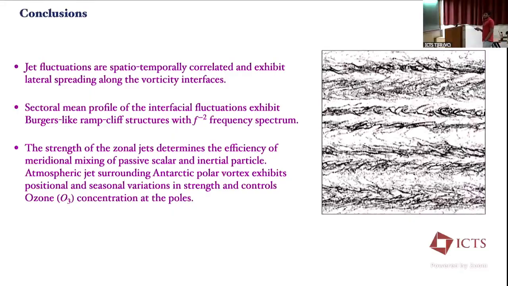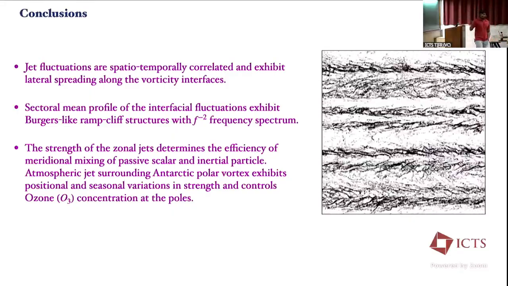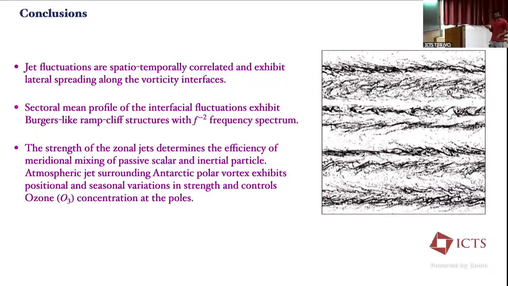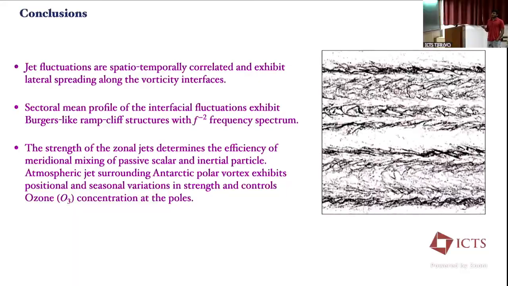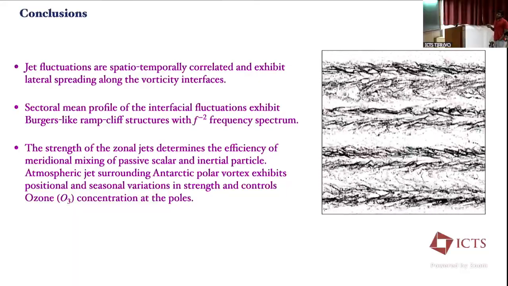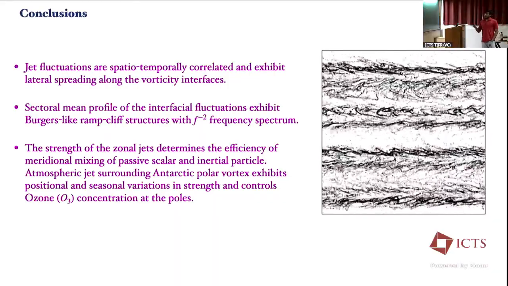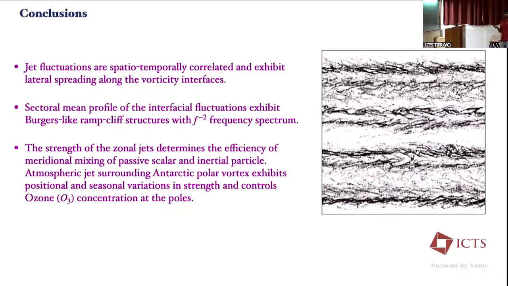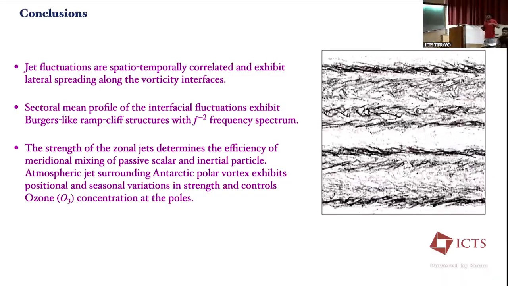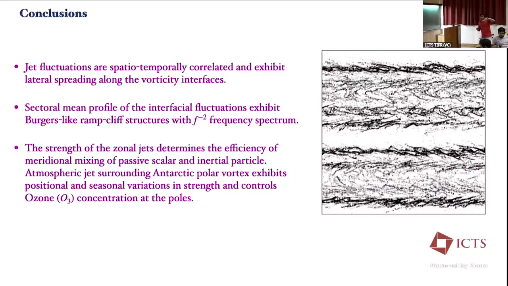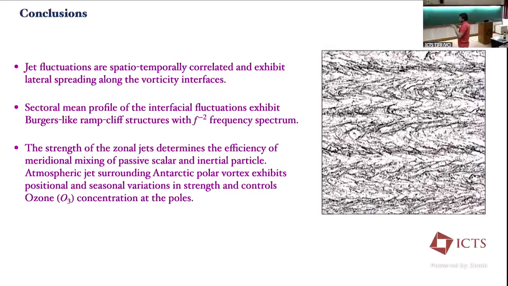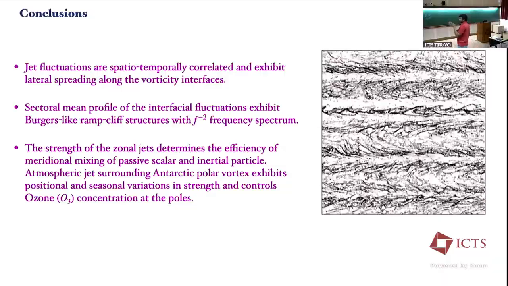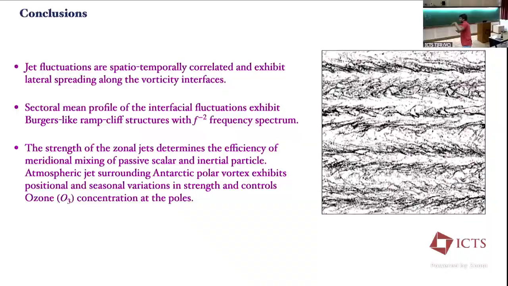And secondly, why do we care about the strength of these jets? Because in this simulation, initially you had a uniform distribution of inertial particles, and as the flow evolves, you see that they organize around the jets itself. So this is very interesting and also applicable in the atmosphere, at least Earth's atmosphere, where the atmospheric jet which surrounds the Antarctic polar vortex basically determines its strength. Its strength determines how much different gases, say ozone, will go into the pole, and it basically controls the ozone depletion rate itself.